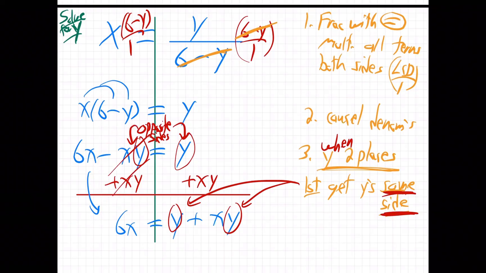What's the opposite of minus xy? It's plus xy. Got to do it to both sides. You got to keep the balance. And that gets rid of it. So now they're both on the same side. It doesn't matter, right side, left side, whatever. That's just a quicker, easier way to get them both there. Just leave the 6x on the other side.